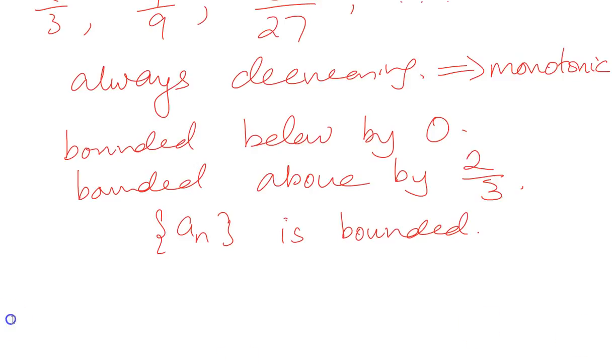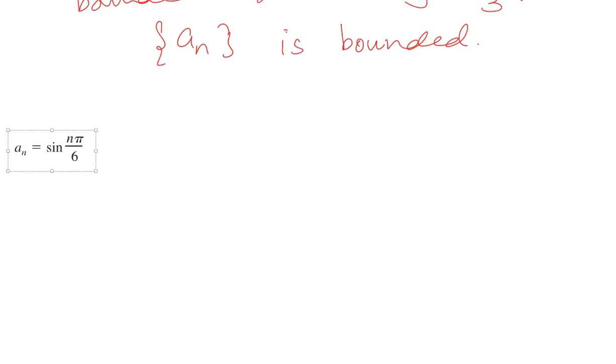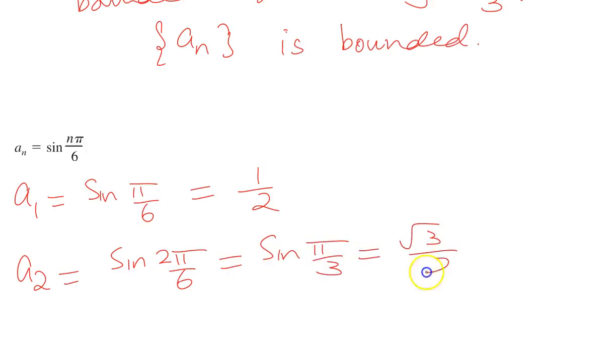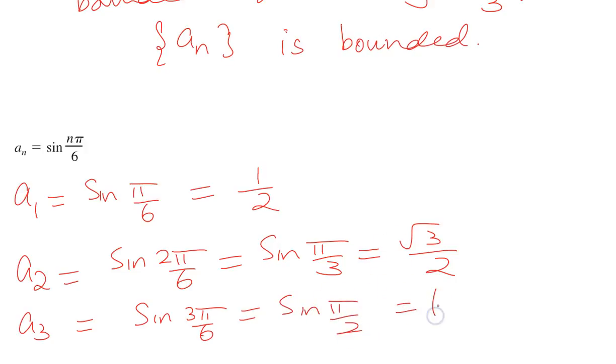Okay, and you have one more question before we wrap up this section. Is this sequence bounded? What is A1 when n is 1? When n is 1, this is sine pi by 6, that's 1/2. A2 when n is 2, sine 2 pi by 6, that is same as sine pi by 3, that's √3/2. When n is 3, that's 3 pi by 6, which is same as sine pi by 2, that is 1.